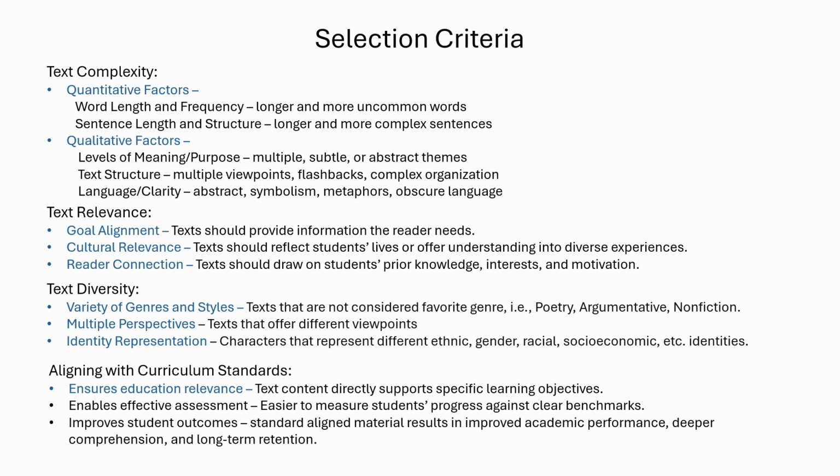When selecting texts for the classroom, educators prioritize complexity through quantitative measures like longer, less common words and intricate sentence structures alongside qualitative elements such as multiple layers of meaning, abstract themes, flashbacks, and symbolic or obscure language. Relevance is equally important because it ensures texts align with students' goals by providing needed information, reflecting their cultural experiences, broadening perspectives on diversity, and connecting to their prior knowledge and interest to ignite motivation.